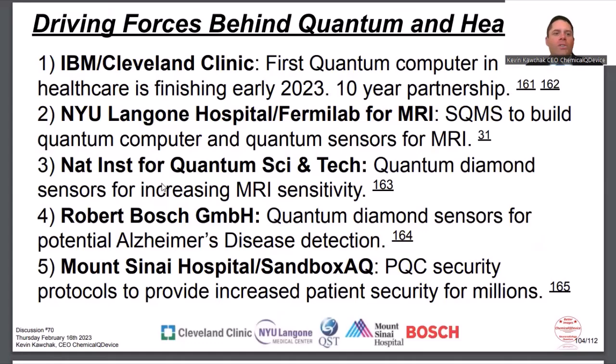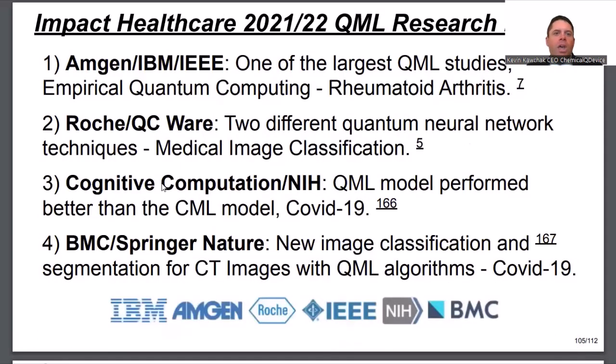Now, driving forces, you'll see IBM. The big hospitals that are into this stuff are Cleveland Clinic, NYU Langone, and Mount Sinai Hospital. Two of those are New York based. And then there are actually a fair number of QML research papers. It's just they all say the same thing: we ran on a quantum simulator. If they did run on quantum hardware, they had to explain a lot of things.